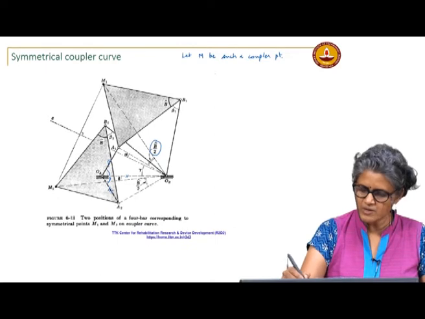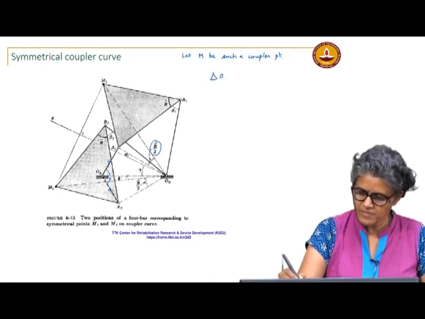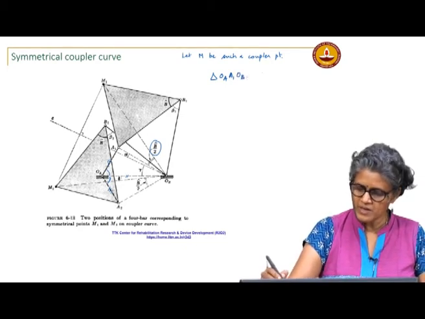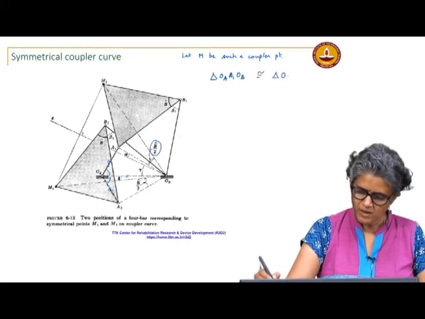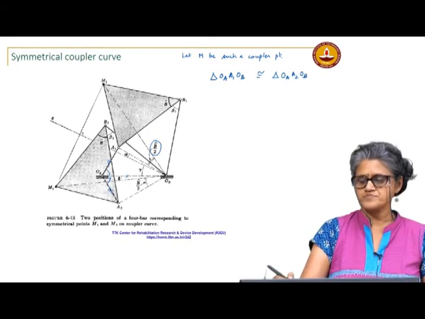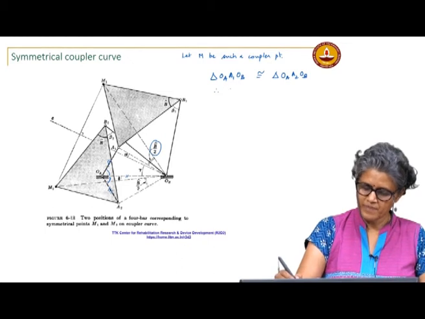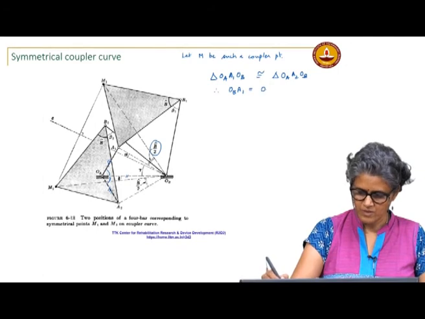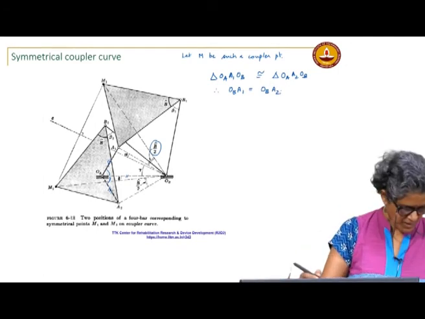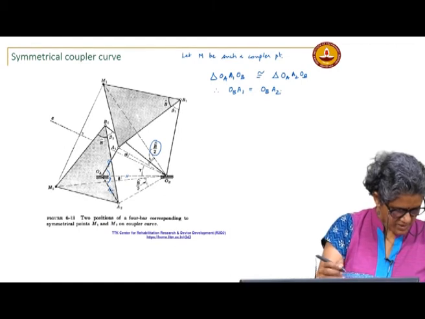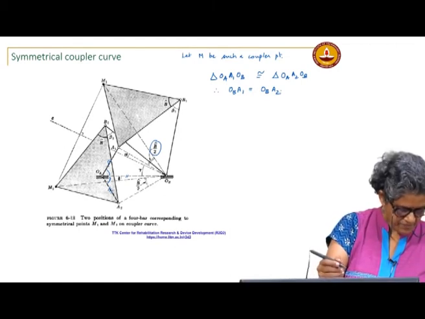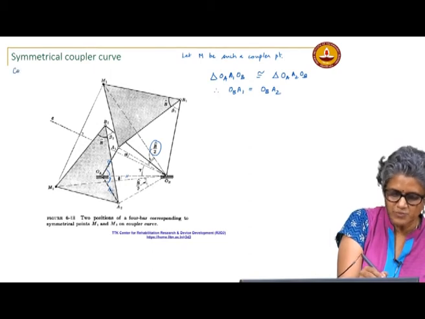Okay, first let me do it systematically. I look at triangle OA A1 AB, which is congruent to triangle OA A2 OB. Therefore, I have OB A1 equal to OB A2. So these two positions, A1 and A2, are symmetrical. Okay, I am considering the linkage because that is important.